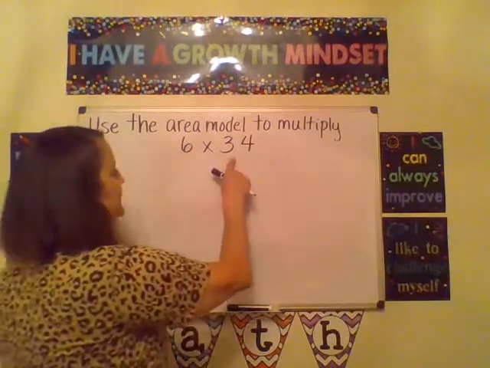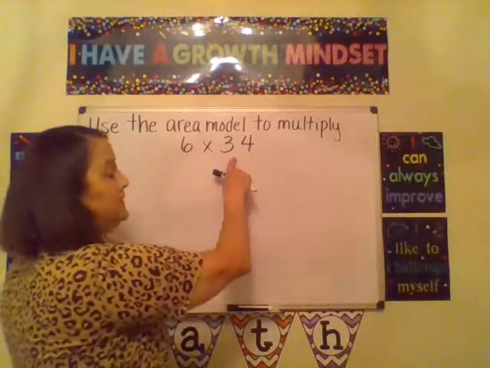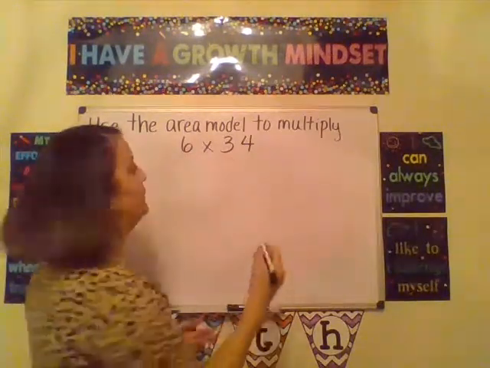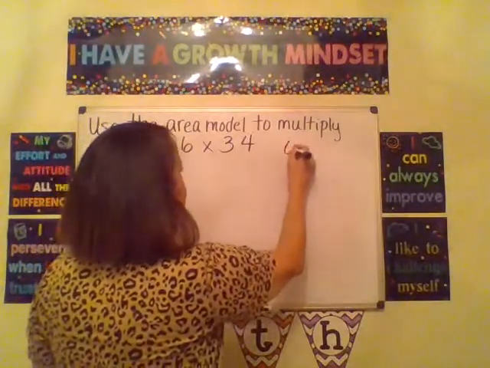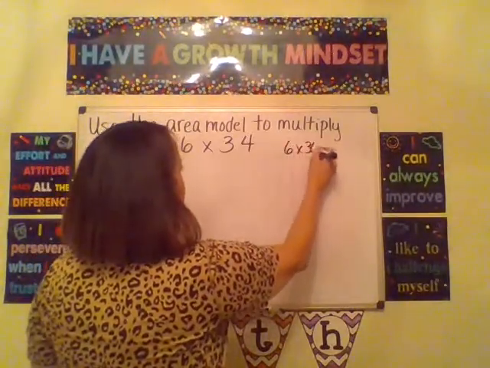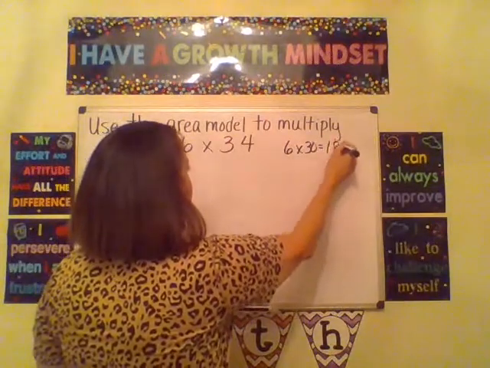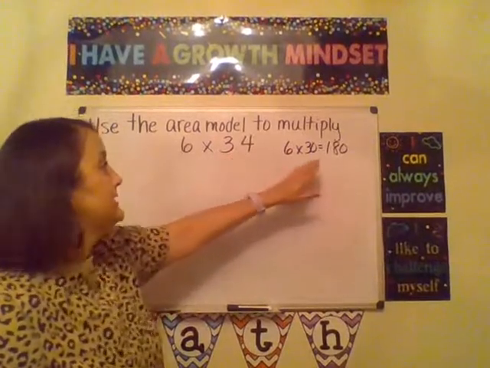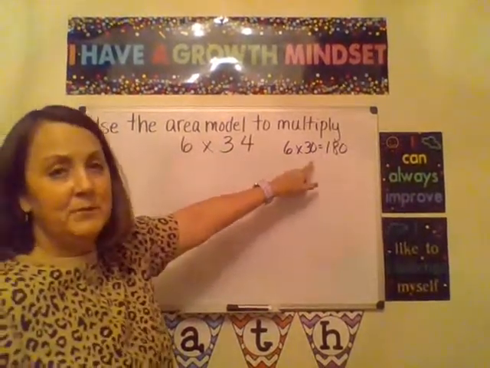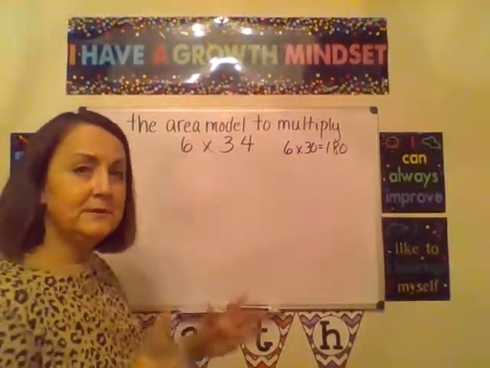So if I were to estimate, this would be 6 times 30 because 34 is closest to 30. So 6 times 30 would get me 180 as my product. So I know that 6 times 34 is going to be greater than this, but it's going to be close. So here's the area model.